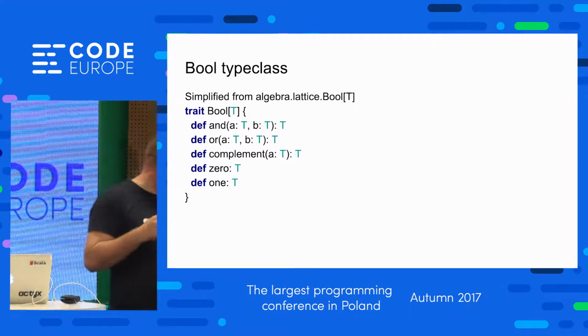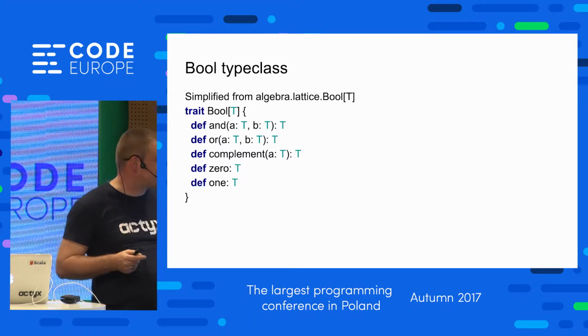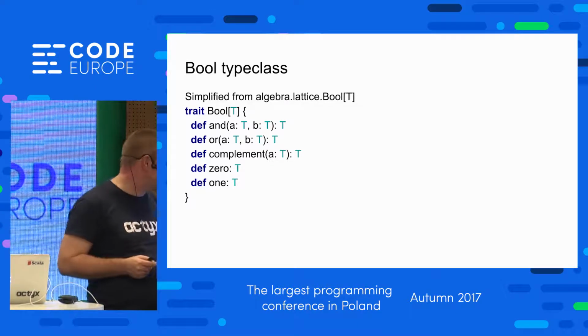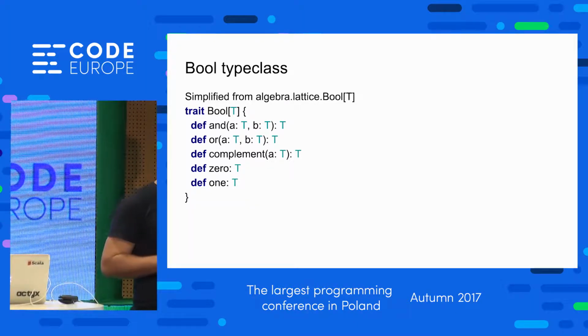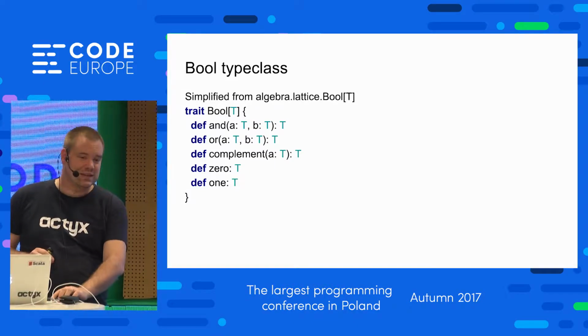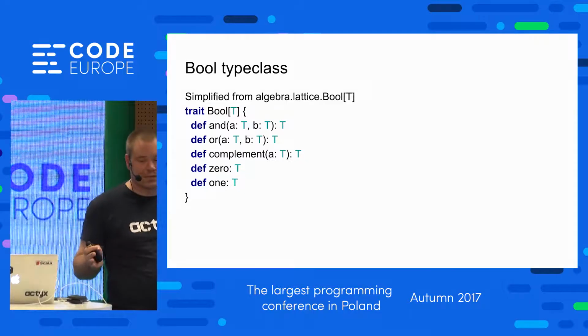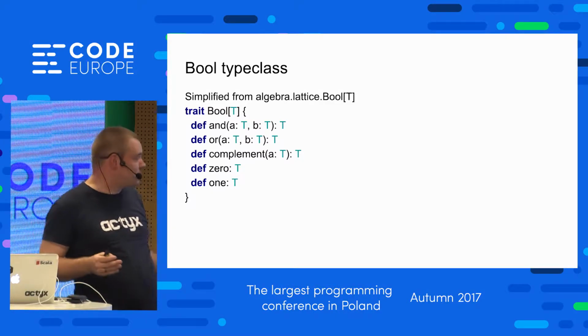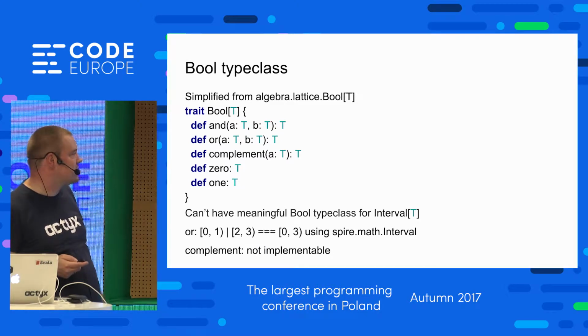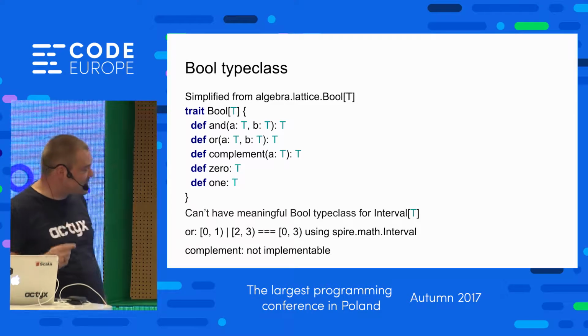And one additional thing we have here is a zero element. The zero element means the interval set that contains no values at all. And we have a one element, which is the interval set that contains every single value. We want to have all that so we can implement this type class.